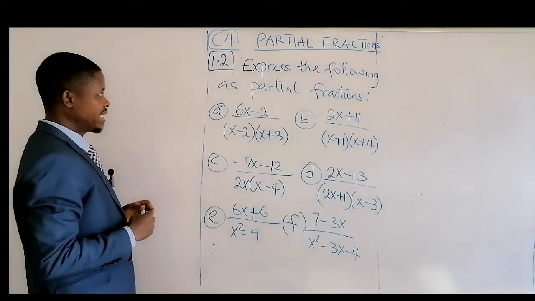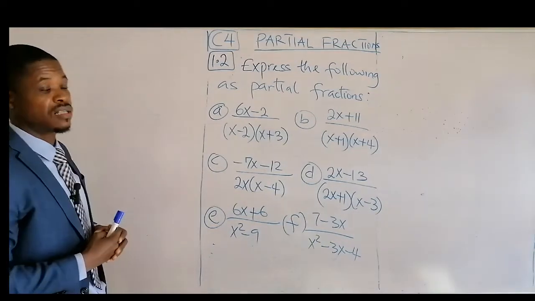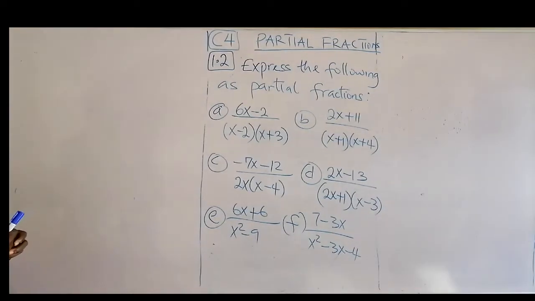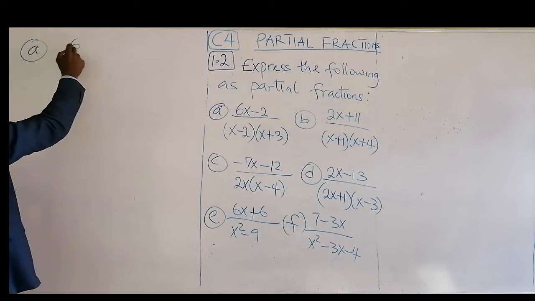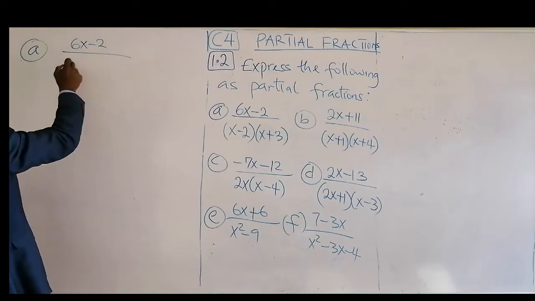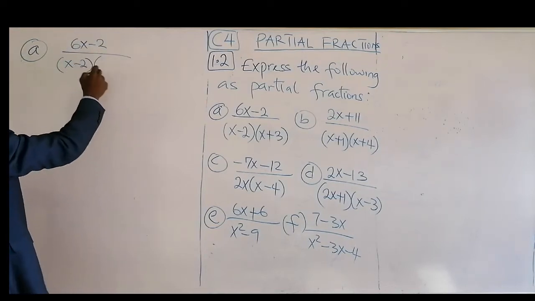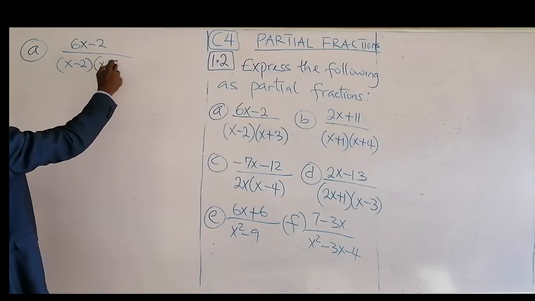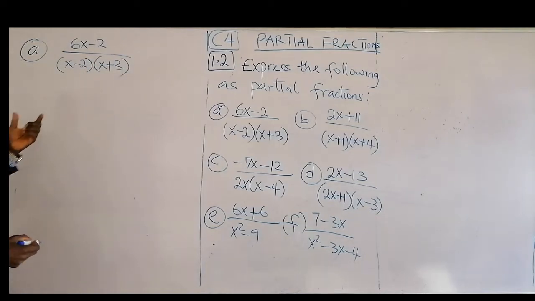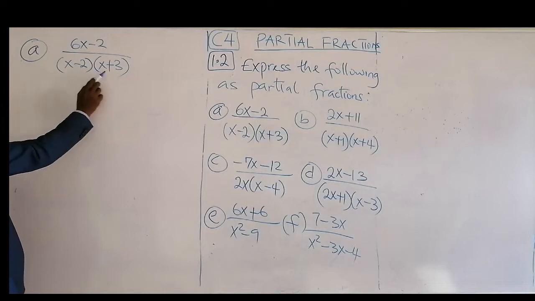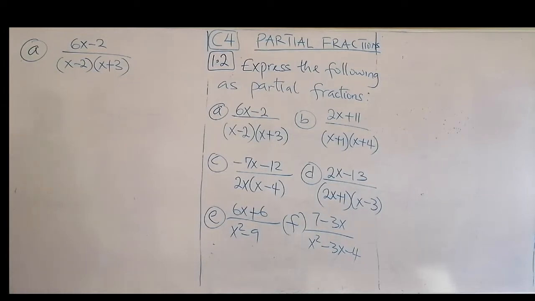Look at the questions we have. Express the following as partial fractions. We check the question, the A part, whereby we have this. You can see that you have two linear factors at the denominator. So when such happens, then you use a partial fraction. And how do you do that?